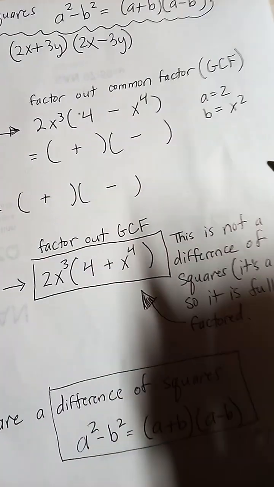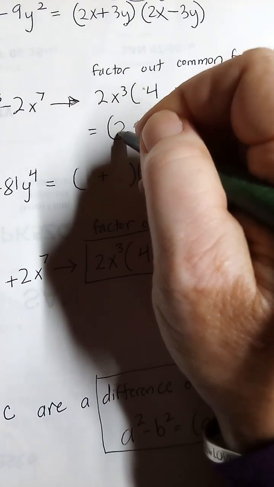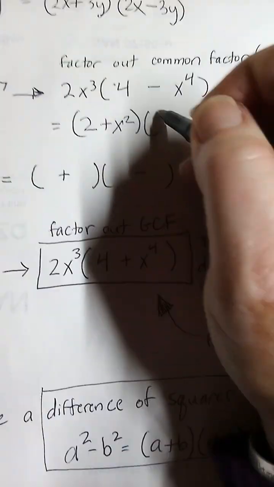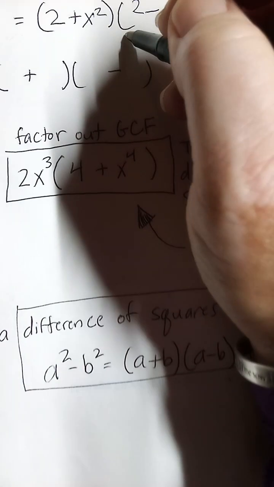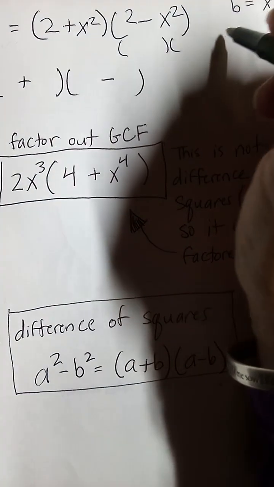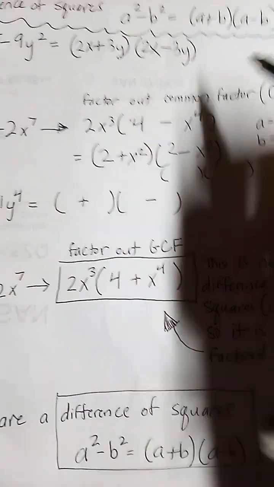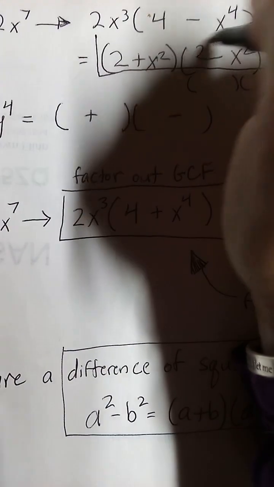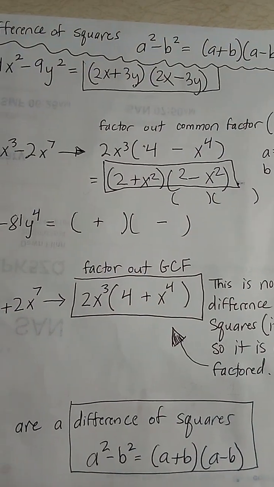Hey, maybe this one can be done twice. So I'm going to go 2 plus x squared and 2 minus x squared. Now I think I can do it again. Wait, no, I can't, because 2 is not a perfect square. I was going to try to do this one more time, but I'm just going to leave it. So I'm boxing in my answers.